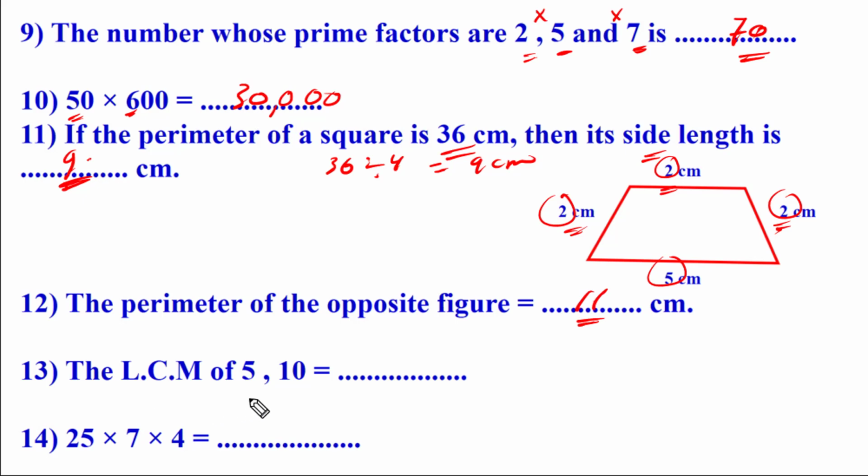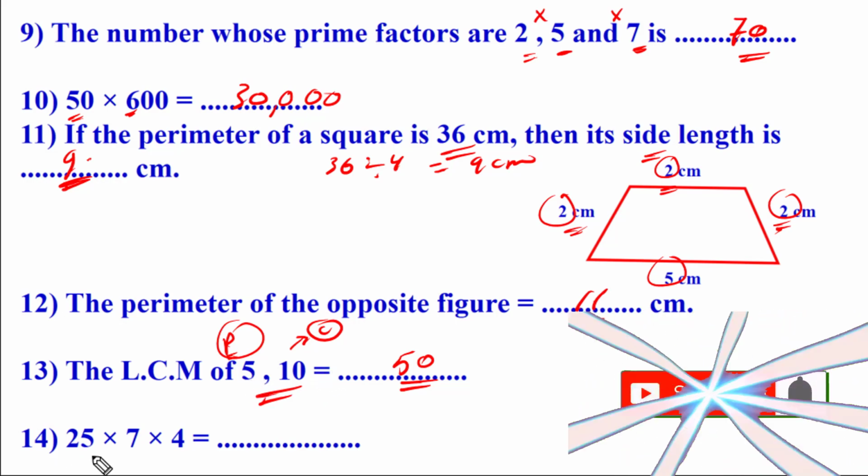Number 13, the lowest common multiple of 5 and 10. If we have here a prime number and a composite number, to find the LCM of the two numbers, just multiply the two numbers. 5 times 10 equals what? Equals 50. And 50 is what, guys? Is the lowest common multiple of 5 and 10.